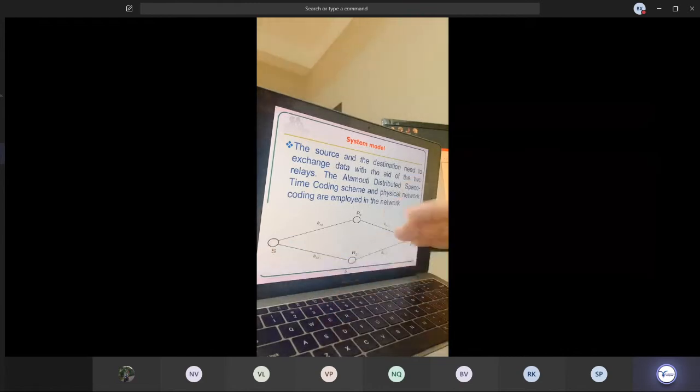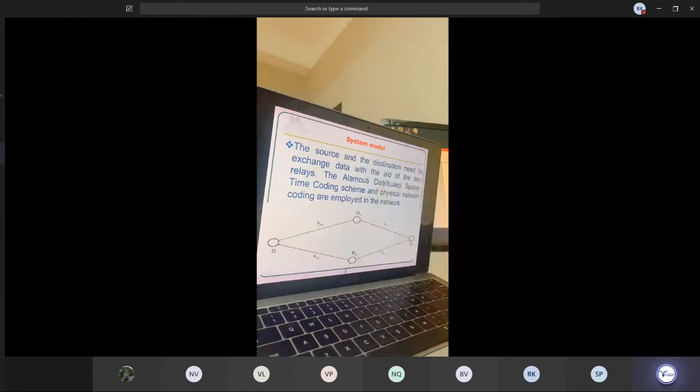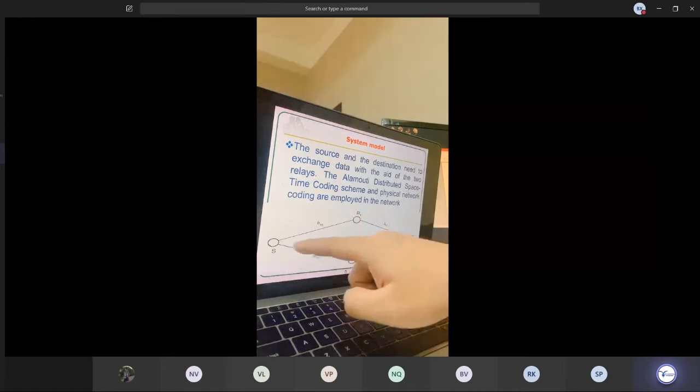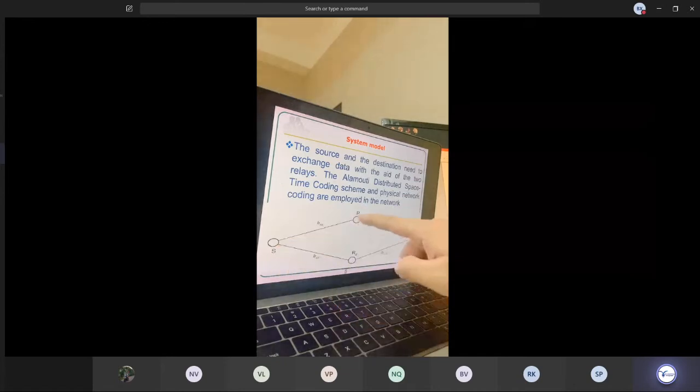In this network, we see that the source S and the destination want to exchange data together with the help of multiple relays in a mirror. So we will have two time slots. In the first time slot, the source and destination will transmit the data through the relays, and in the second slot, the relays will forward the data of the destination to the source and forward the message of the source to the destination.